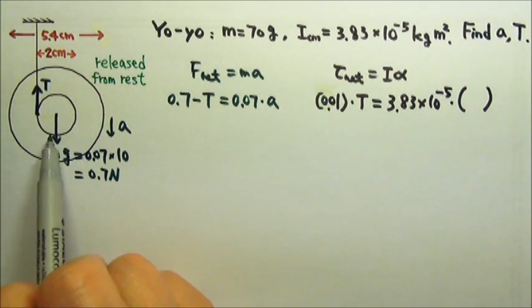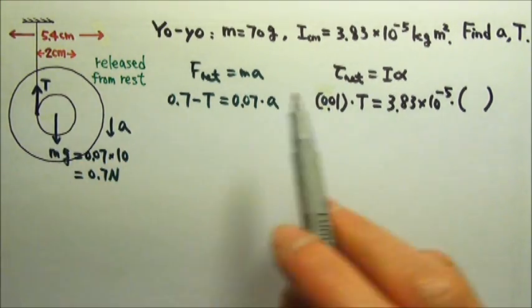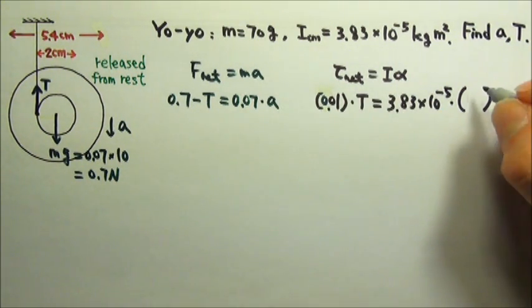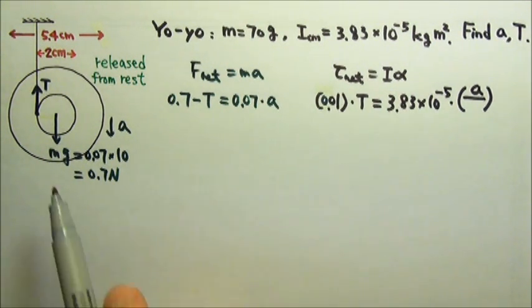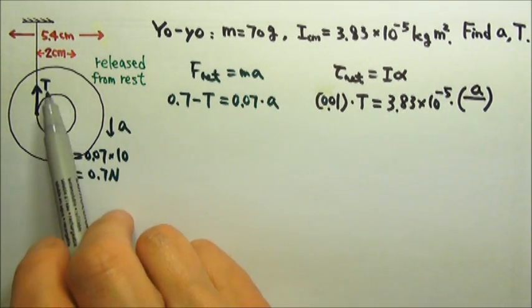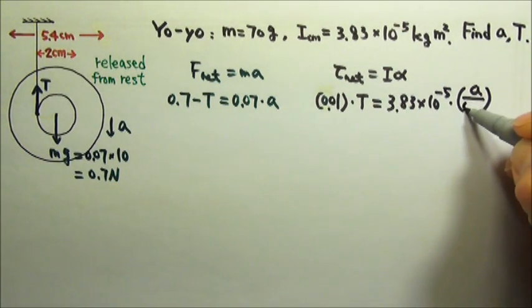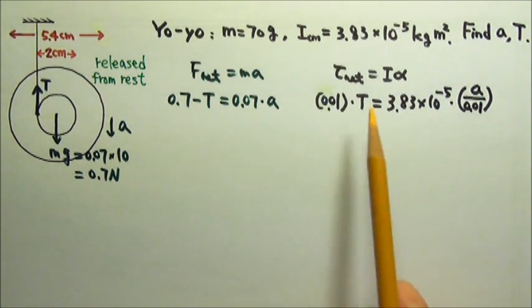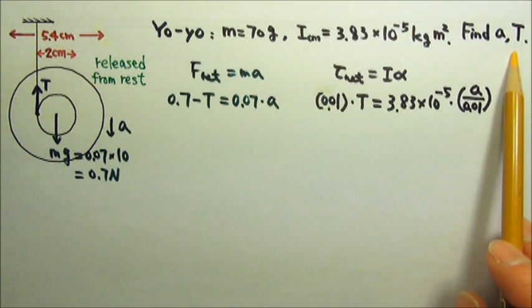Because this part is rolling without slipping along the string, alpha and a are related. Alpha would be a over R. The string wraps around this portion with a radius of 1 centimeter, so R is 0.01 meter. Now we have two equations and two unknowns, so we can solve for our two unknowns any way we want.